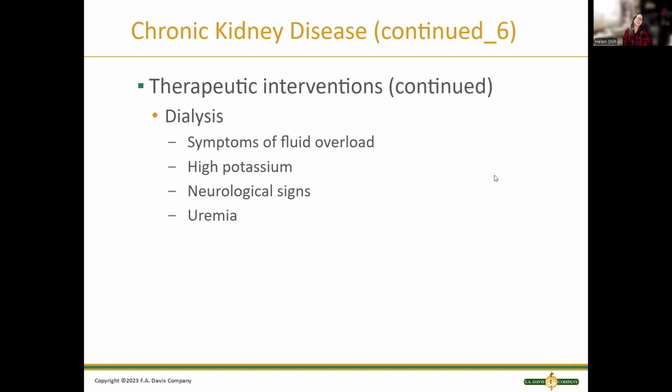And then the last thing to do is dialysis, in which we treat symptoms of fluid overload as well as high potassium. Some of these patients could have neurological dysfunction or signs and symptoms of confusion. Again, it's because there are too many waste products accumulating in the blood, and some of that waste ends up in the brain and impedes brain function.